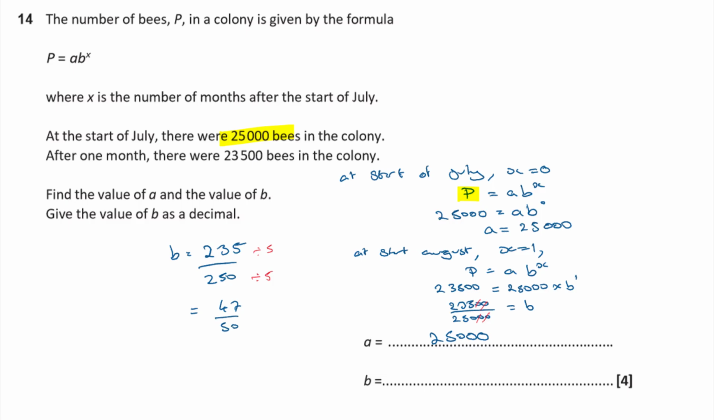Okay, and then doubling that up, just times top and bottom by 2. That's going to give me 94 over 100, which is 0.94 then, isn't it? So that's what it is as a decimal, 0.94. So that means the bee population is falling by 6% each month, which is a bit of a disaster.